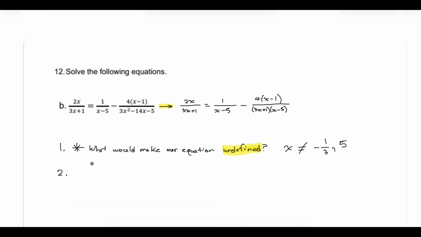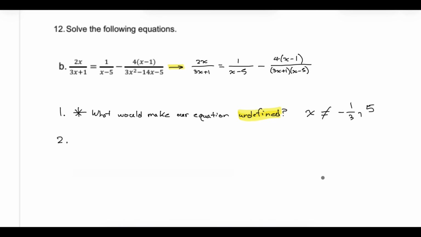Let's start by asking again, what would make our equation undefined? And we see that x cannot equal negative 1/3 and 5. It cannot equal any of those. Alright, we see here that we have to multiply our equation by 3x plus 1 times x minus 5. So let's go ahead and do that so we can clear our denominators.